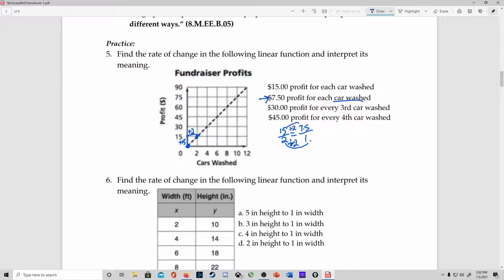All right. And you can see here, it wouldn't be 30 because here's 30 and that lines up with 4. So it's not $30 for every 4 cars washed. And then you can see also 4 isn't 45. So this one's not going to work either. So this one's close, but not quite because this is 2, not 1. 1 would be here. And there's that 7.5 mark.